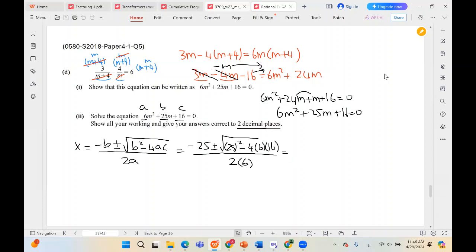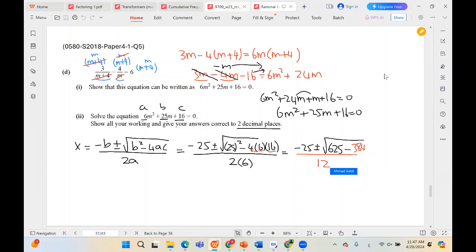So we simplify. Now we have negative 25. Of course, this requires no simplification. We'll just write it down. Plus or minus root of. So we have 25 squared. You can either use your calculator or do it mentally or do it by hand. Either way, you're going to get 625 minus 4 times 6 times 16. So 4 times 6 is 24. And 24 times 16 is 384. So we will just write down 384 here. And all of this is over 12.